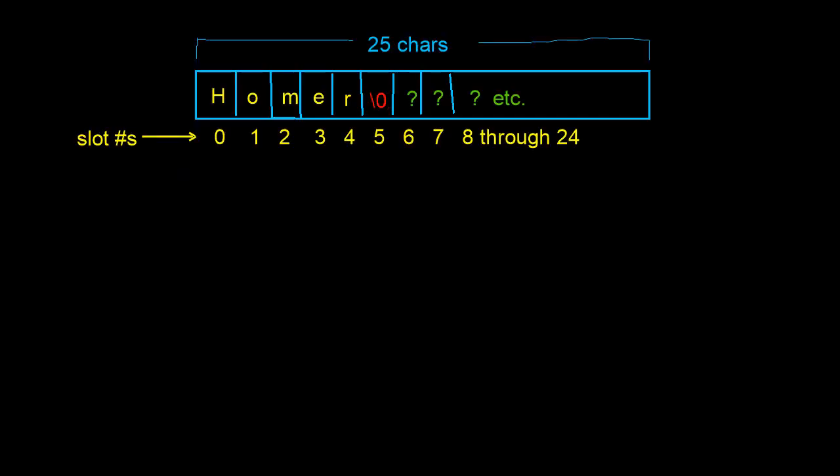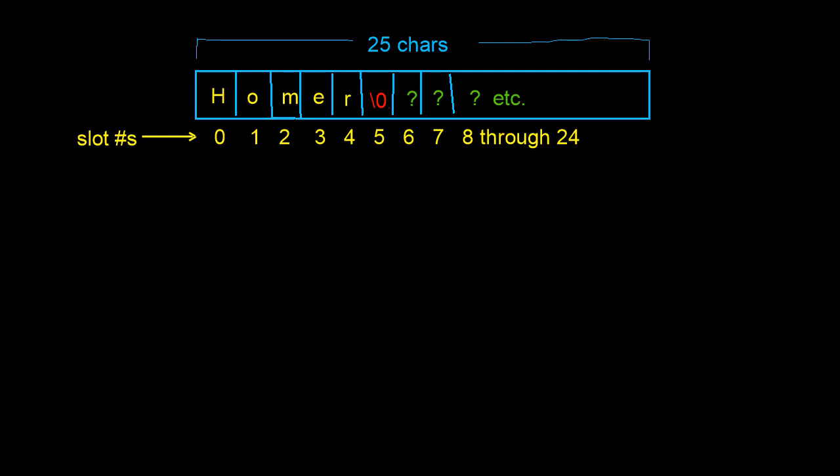Here's why. An array looks something like this. Now remember, this is an array of chars. Notice something else. Each spot in the array has a number associated with it. This number could be referred to as a slot or an index. You'll hear it both ways. The capital H is in slot 0 or index 0. The lowercase o is in index 1. The lowercase m is in slot 2, and so on.